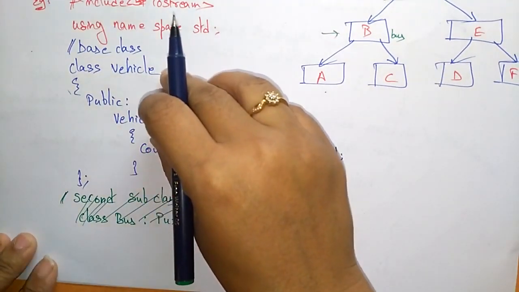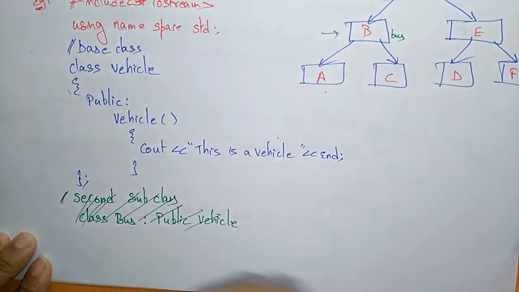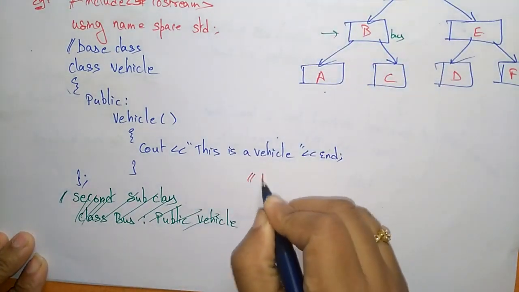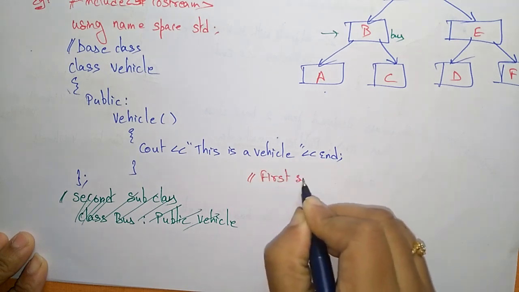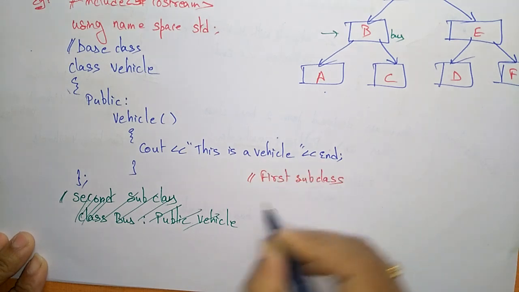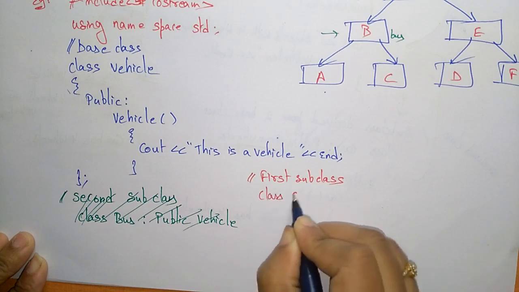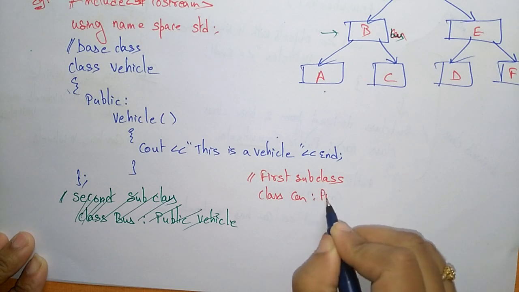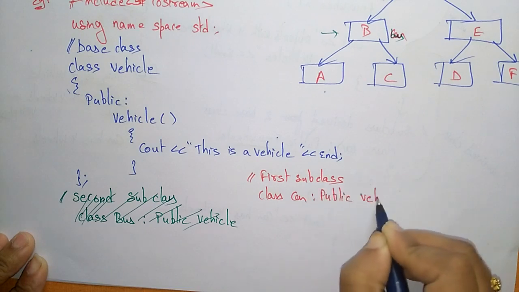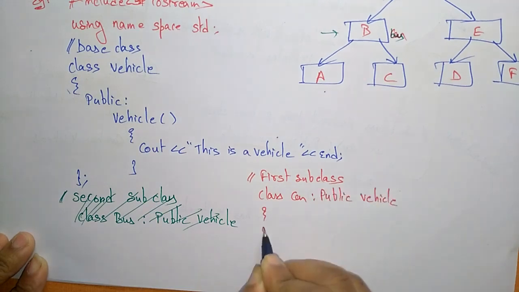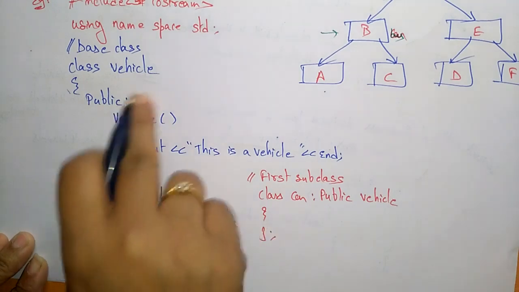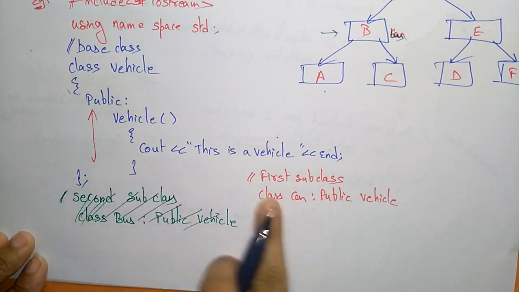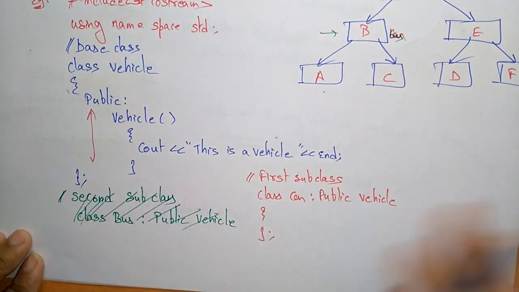So this is a base class. For this base class, first you write the first subclass. What is the first subclass? Class car. Just take the car, public vehicle. Don't be confused. Here I am not writing anything because I am just inheriting the properties of the base class. So the first subclass is class car public vehicle.